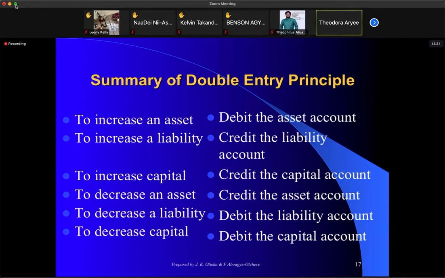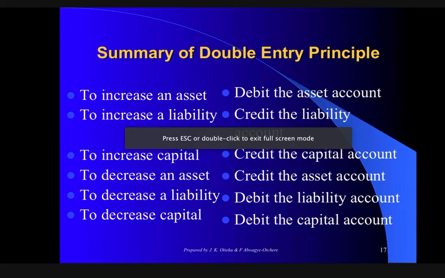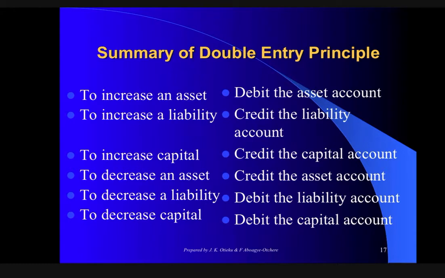The asset is standing on its own alone, and so the opposite happens. Whenever there's an increase in assets, you debit. Whenever there's a decrease in assets, you credit. Do you get me? Yes. So whether it's addition or subtraction depends on the item you are talking about.